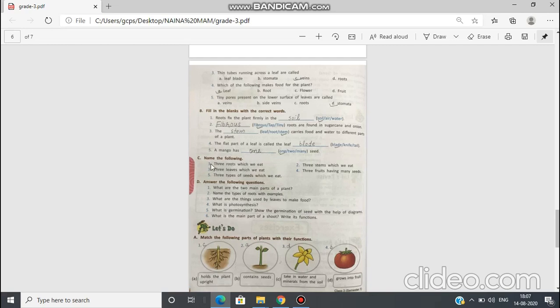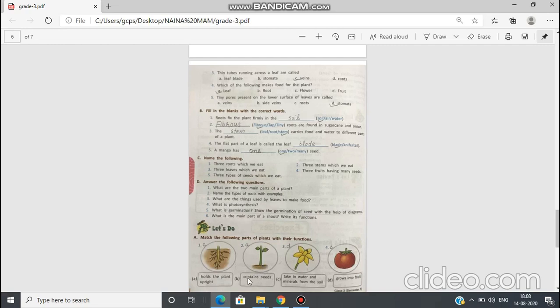Learners, exercise C and D, I am sending the PDF of these exercises. Next is match the following parts of plants with their functions. Here are some pictures. Next, holds the plant upright. What is that? Hold the plant. Can you tell me? This is stem. This is a stem which holds the plant.